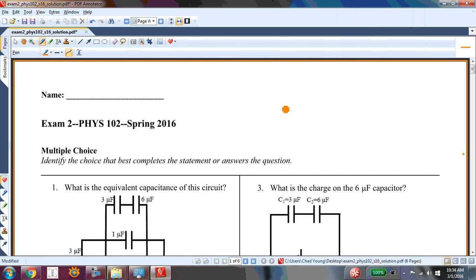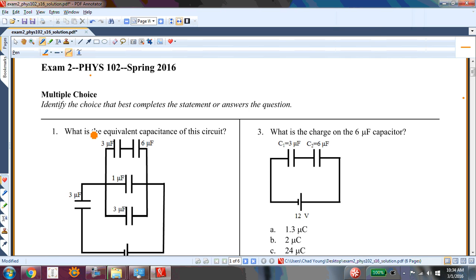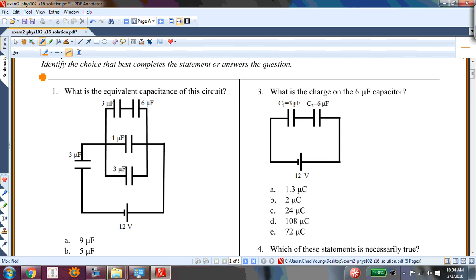Alright, this is Physics 102, Exam 2, Spring 2016. What is the equivalent capacitance of this circuit? Well, I want to start with this one. This has 2 microfarads, a 2, a 1, and a 3. That's going to be 6 microfarads.